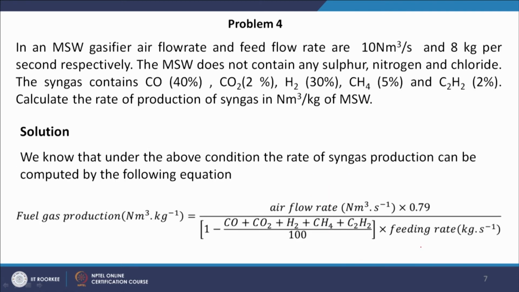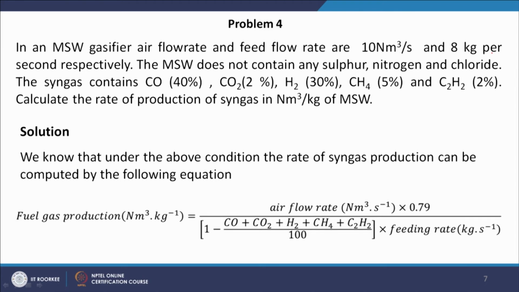Now, problem number 4. The statement is: in an MSW gasifier, the air flow rate and feed flow rate are 10 normal meter cube per second and 8 kg per second respectively. The MSW does not contain any sulfur, nitrogen and chloride. The syngas contains carbon monoxide 40%, CO2 2%, H2O 30%, CH4 5% and C2H2 2%.